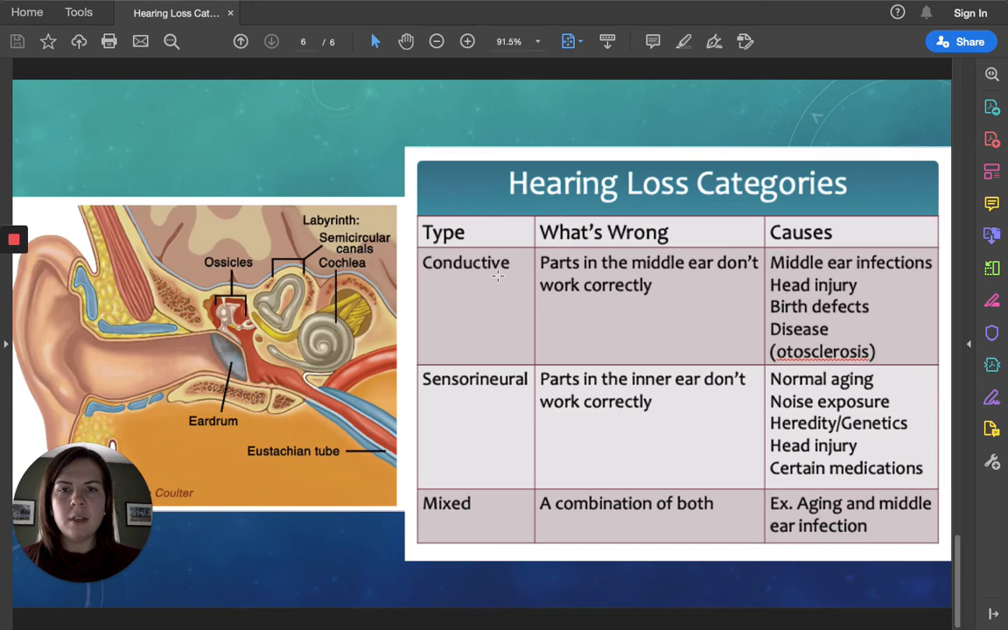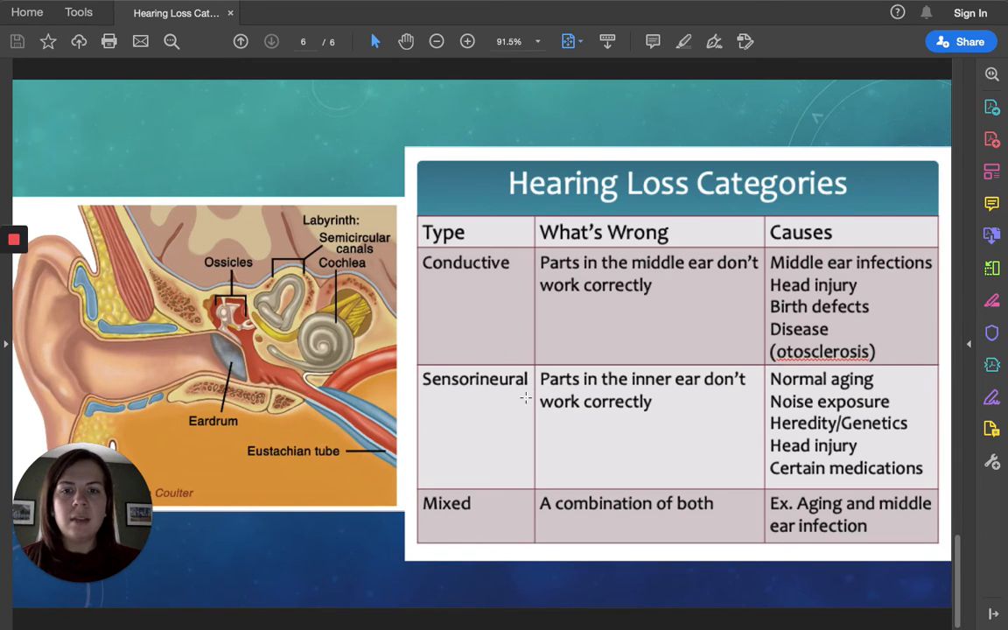So the first type of hearing loss is conductive. What does that mean? What's wrong with your system? So when you have a conductive hearing loss, that means that parts of your middle ear, so either your eardrum or those little bones, aren't working correctly. Examples of a conductive hearing loss might be a middle ear infection, or a disease like otosclerosis, where those bones aren't working as they should.